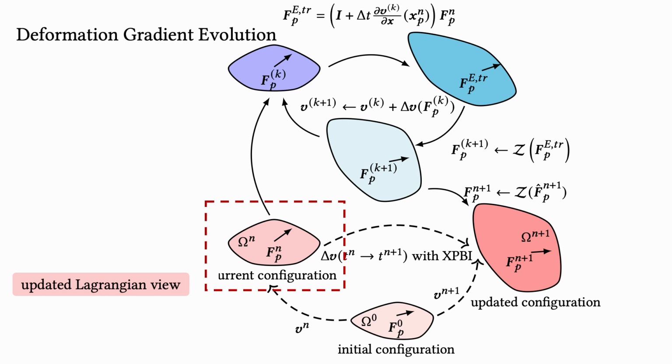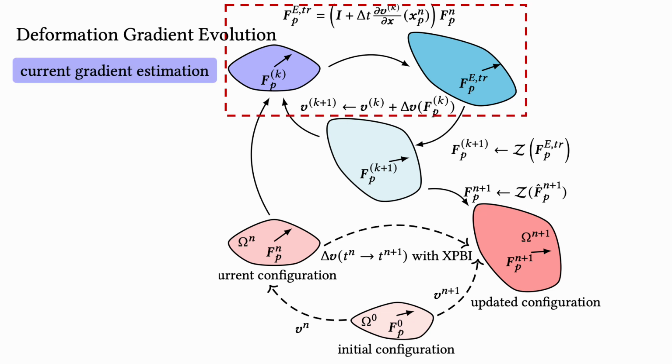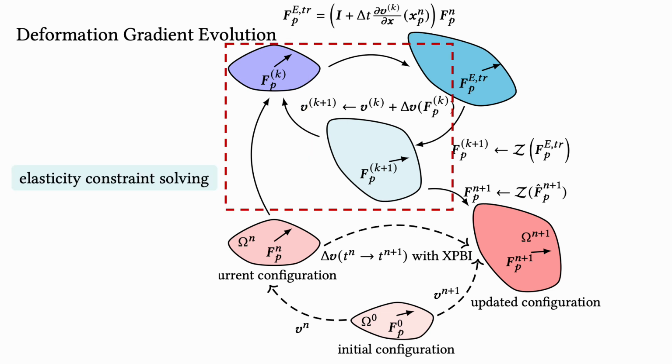The solid line loop depicts iterations of our XPBI algorithm to simulate from time tn to tn+1, alternating between an XPBD iteration and a fixed point iteration. During iteration k, current trial deformation gradient is first estimated based on the current gradient of velocity field. Then, plasticity is applied through projection to obtain elastic deformation gradient within the yield region, and finally, velocity field is updated by solving constraints.